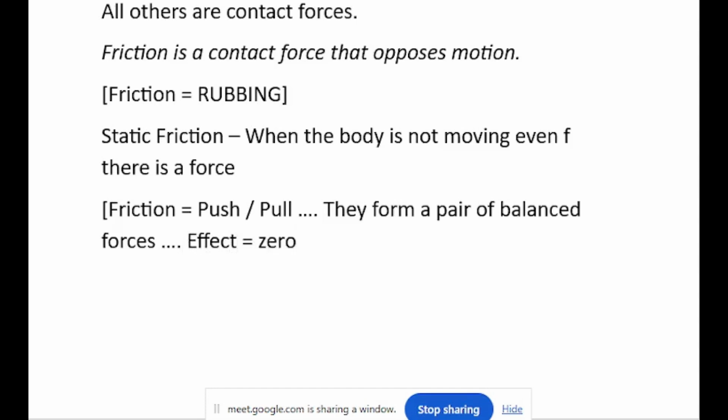That is the reason why the body does not move. So if the body is not moving and yet you are pushing or pulling, then it is static friction. Static friction means the body is not moving. You are trying to move, but the body is not moving. Friction is equal to the force. So balanced forces will cancel. Plus 5 and minus 5 cancel. They're zero. So the body does not move. When the body is not moving, even after pushing, it is static friction.